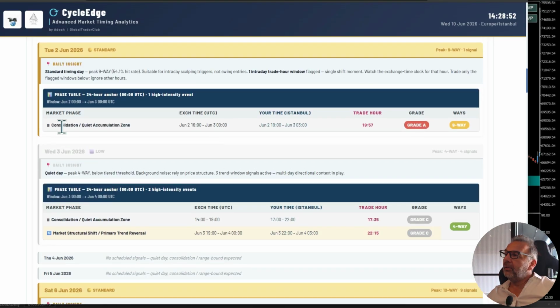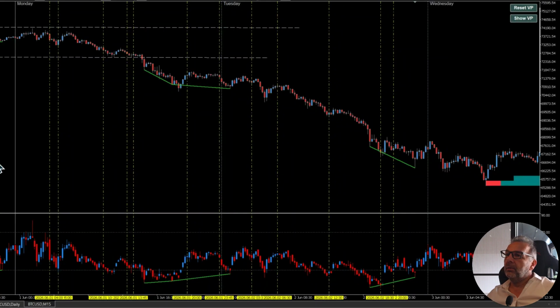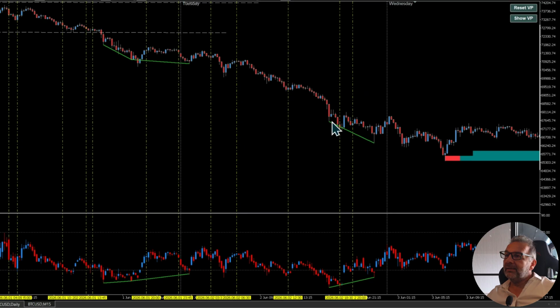Quiet accumulation zone. When is that? From 19:00 to 03:00, the next day. So that's on the 2nd of June, from 7 p.m. my time until 3 a.m. Well, let's take a look. This is 7 p.m. my time. Remember, 6:30 down here, 7 o'clock here. So 7 p.m.